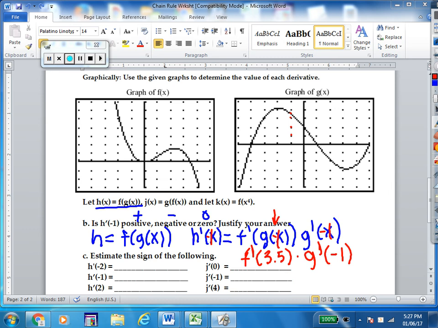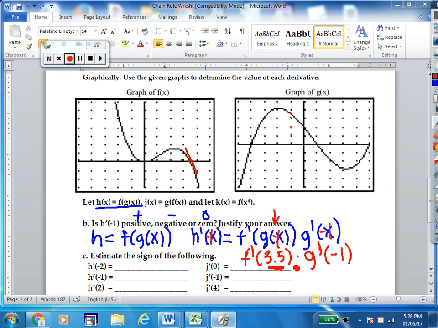So if you go to f at 3.5, we are not going to look at the y value. We are going to look at the slope of the tangent line there. And the slope of the tangent line at 3.5 is negative. So that's all I'm going to put there. This is supposed to be times. Again, this program is acting up, so I apologize.